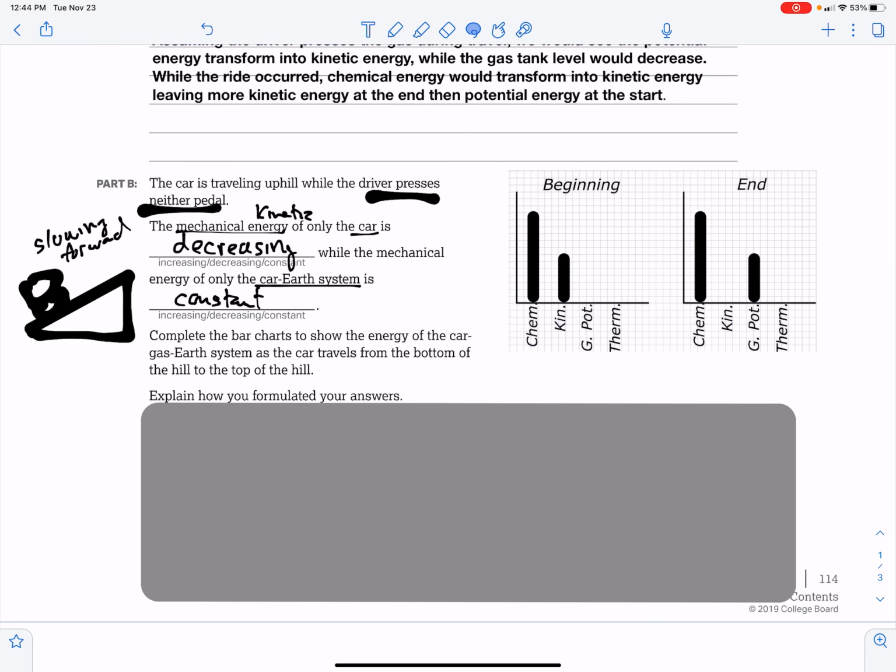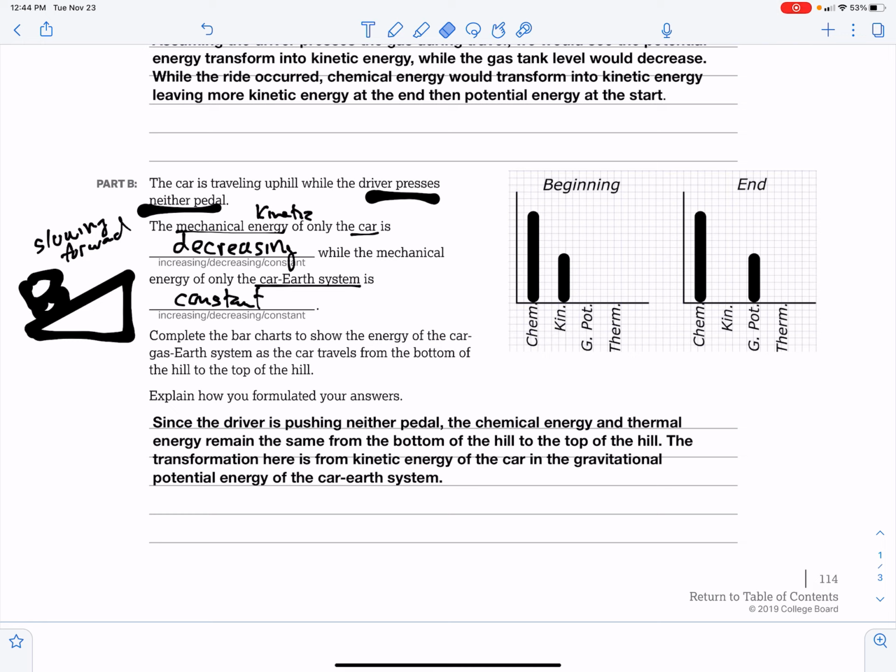Explain how you formulated your answer. Since the driver is pushing neither pedal, the chemical energy and thermal energy would remain the same from the bottom of the hill to the top of the hill. The transformation here is kinetic energy of the car into gravitational potential energy of the car Earth system, and that would remain constant.